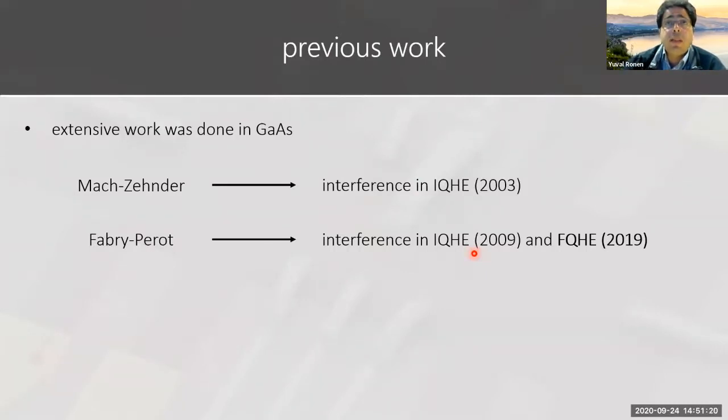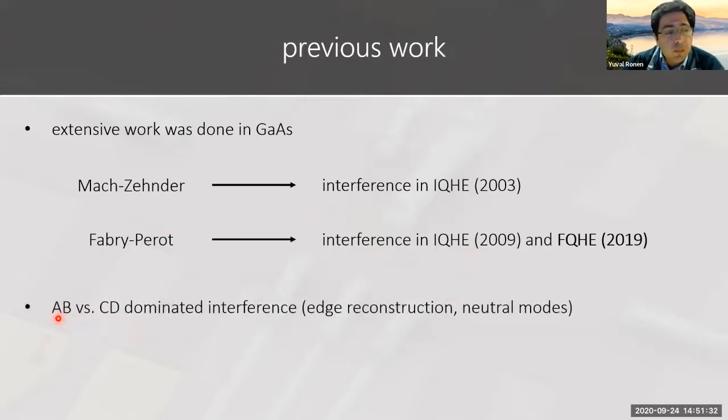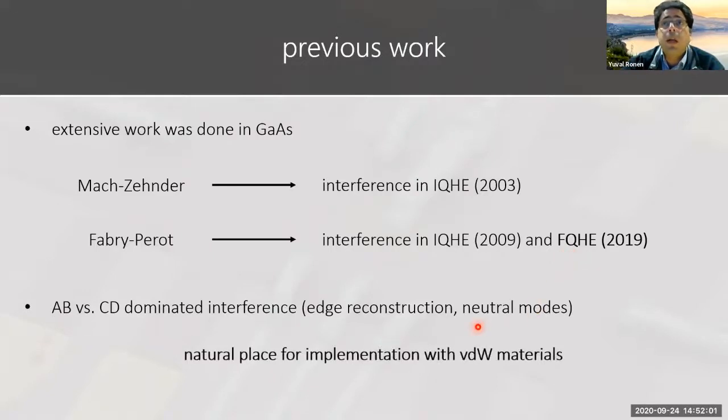Because usually, if you ask an experimentalist what you need to do to get from an integer to a fraction, he will tell you: I need a cleaner sample, higher magnetic field, lower temperature. And this wasn't the problem here. I'll talk about what the problem was, but it was mainly Aharonov-Bohm versus Coulomb-dominated interference, which is basically talking about Coulomb blockade behavior. And in the background there are questions of edge reconstruction and neutral modes in the fractional quantum Hall effect that I'm not going to talk about, but basically this is what took a decade to see interference in the fractional regime.